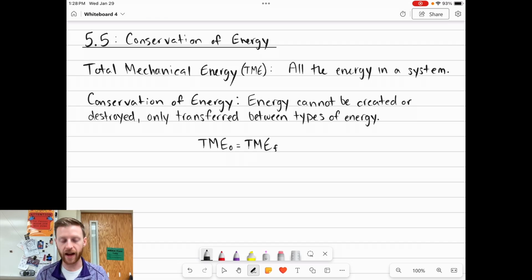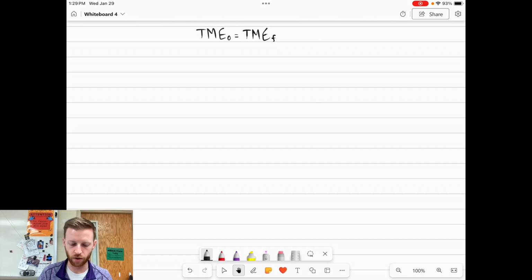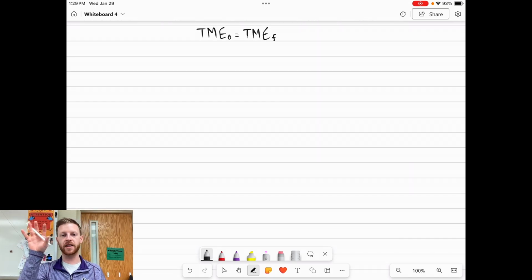So let's look at an example, and we're going to walk through a process to figure out what energy is at the start, what energy is at the end, and then solve. We're going to look at two examples. The first is going to walk us through it, and the second one's going to be a little more free form. But we're going to leave that total mechanical energy, TME initial equals TME final, there at the top, okay?